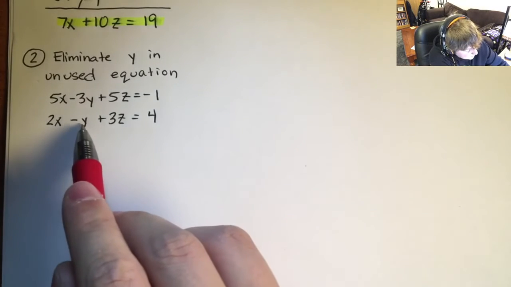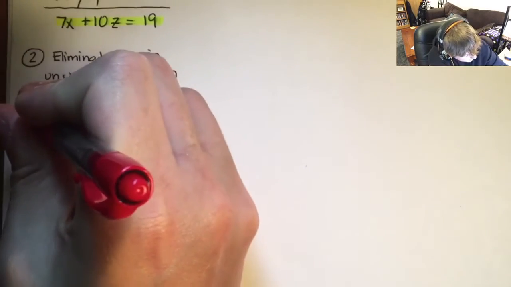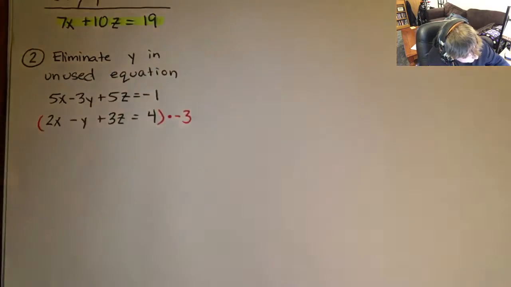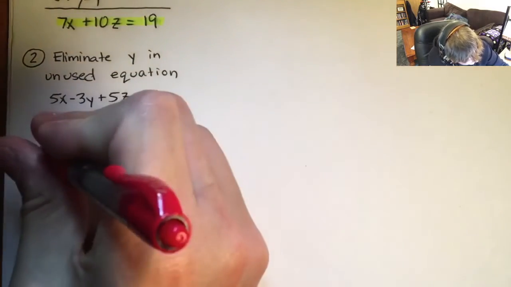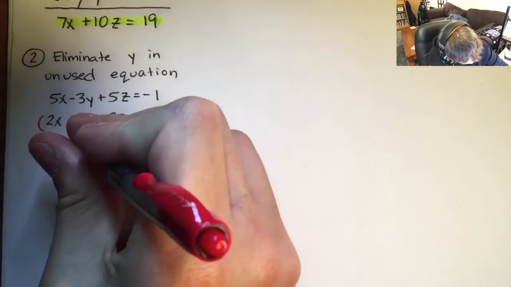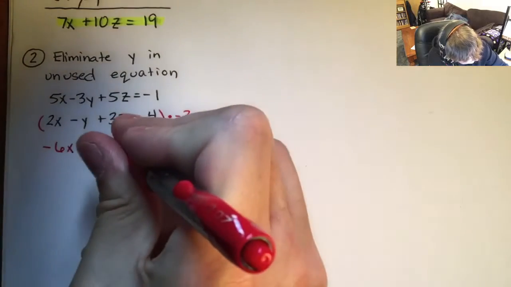So what does negative 1 have to be multiplied by to become negative 3, or positive 3? That is negative 3. So I need to multiply this by negative 3. Negative 3 times 2x is negative 6x. Negative 3 times negative y is positive 3y. Negative 3 times 3z is negative 9z.